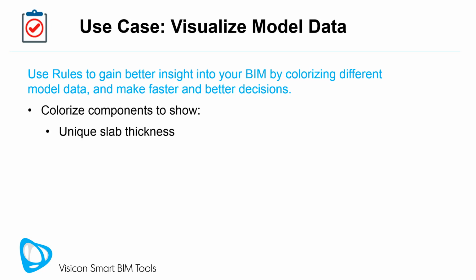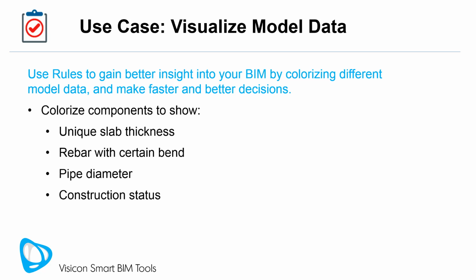Use cases include identify, group, and colorize unique slab thicknesses, isolate and color code rebar with a certain bend diameter or length, find pipe in your project with a given diameter, color code components by their construction status, or visualize components based on any other available model property.